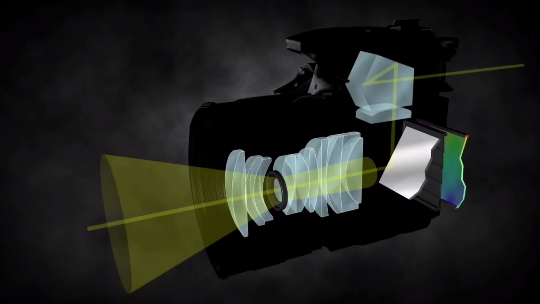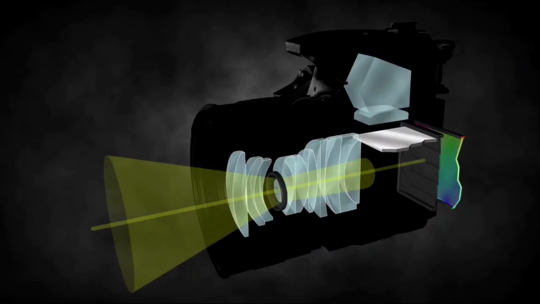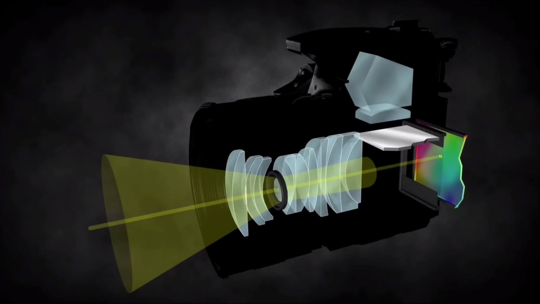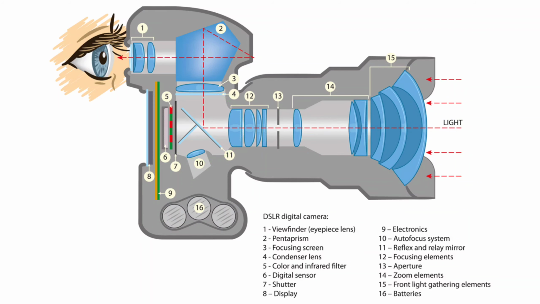In yesterday's video, we saw how light travels from the scene up to the reflex mirror and then gets reflected and travels to the viewfinder. In today's video, we'll see how light travels when this reflex mirror is lifted up to direct light into the image sensor. Now let's get back to our reflex mirror.